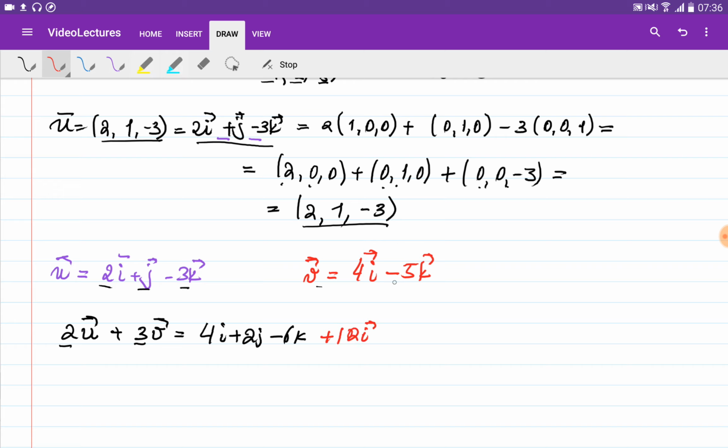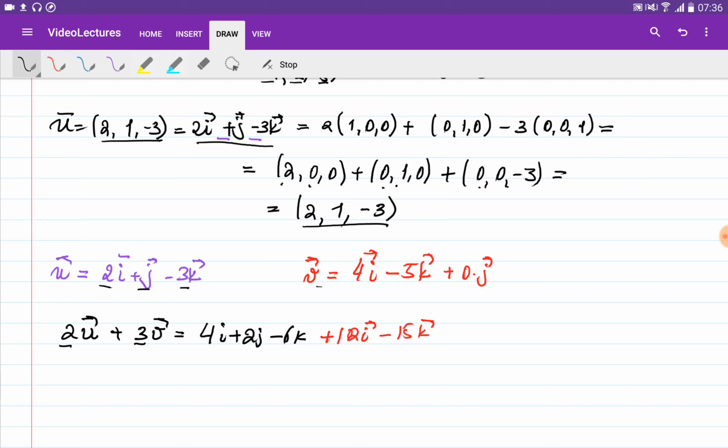There is no j component, right? It means that the second component of the vector is equal to 0. So basically it is written here plus 0 multiplied by j, right? If you multiply 0 by j, it's going to be again 0. And if you multiply 3 by 5k, it's going to be minus 15k.